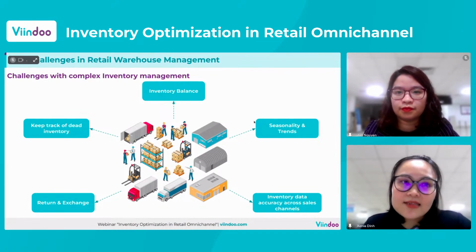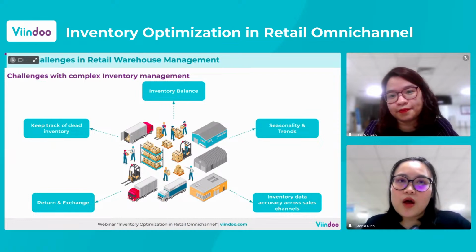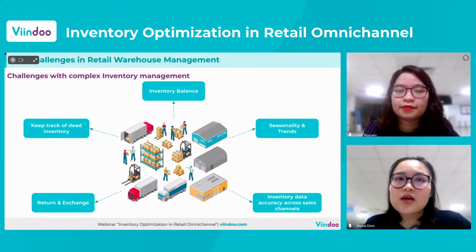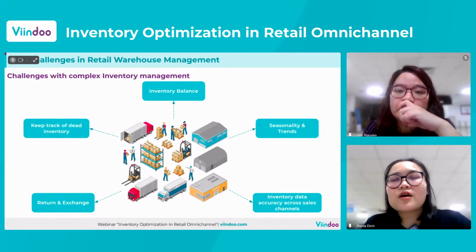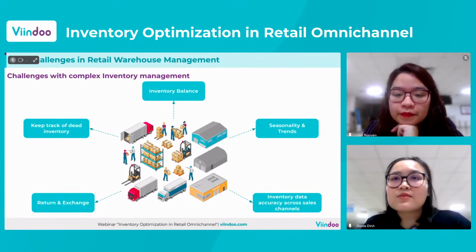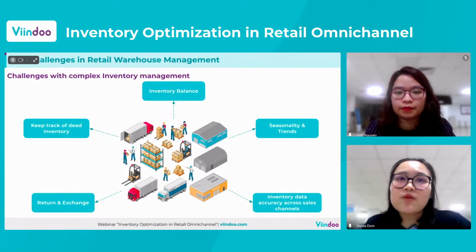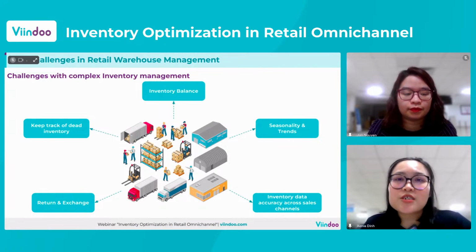And the last challenge that we would also have is inventory data accuracy across sales channels. Nowadays, going omnichannel is the trend, right? However, ensuring real-time synchronization of inventory levels and avoiding overselling requires a robust integration system.